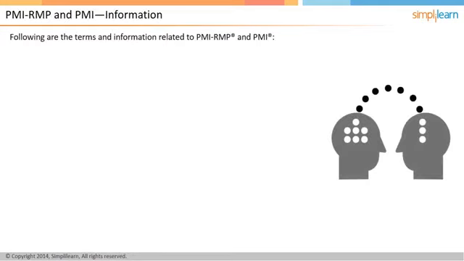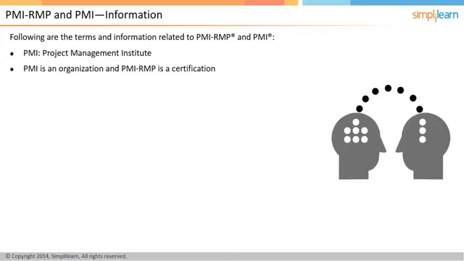In this screen, there are terms and information related to PMI, RMP, and PMI. PMI stands for Project Management Institute. It is a leading organization based in U.S. which actively promotes the disciplines of program and project management, along with supplementary specializations such as agile, risk, and scheduling management. So it can be said that while PMI is an organization, PMI RMP is a certification offered by PMI.